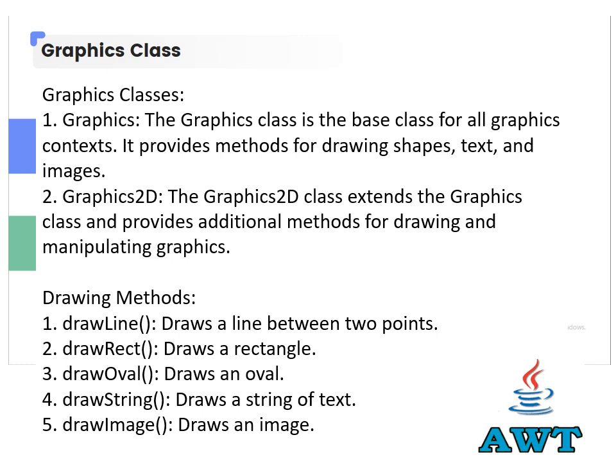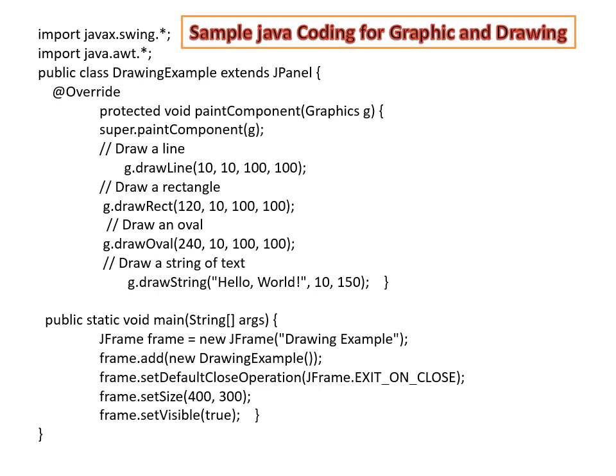Here some methods are given for drawing purposes. drawLine helps to draw a line between 2 points. drawRect method helps to draw a rectangle. drawOval method helps to draw oval shapes. And drawString draws a string of text. drawImage helps to draw an image or import an image onto the canvas. Here another Java example program is given for graphics and drawing. You should do this exercise in your lab.